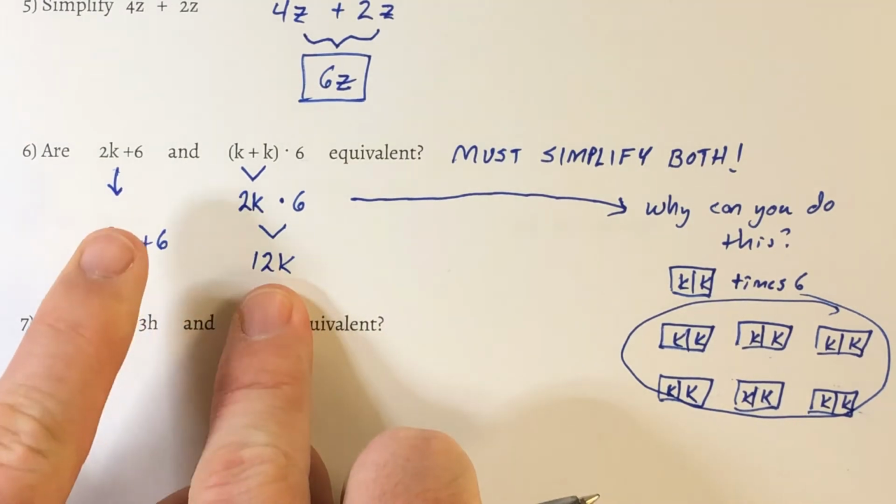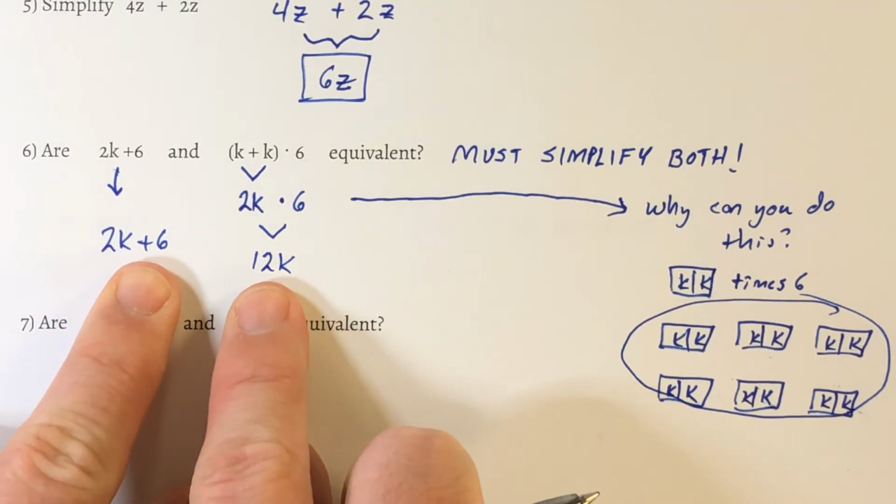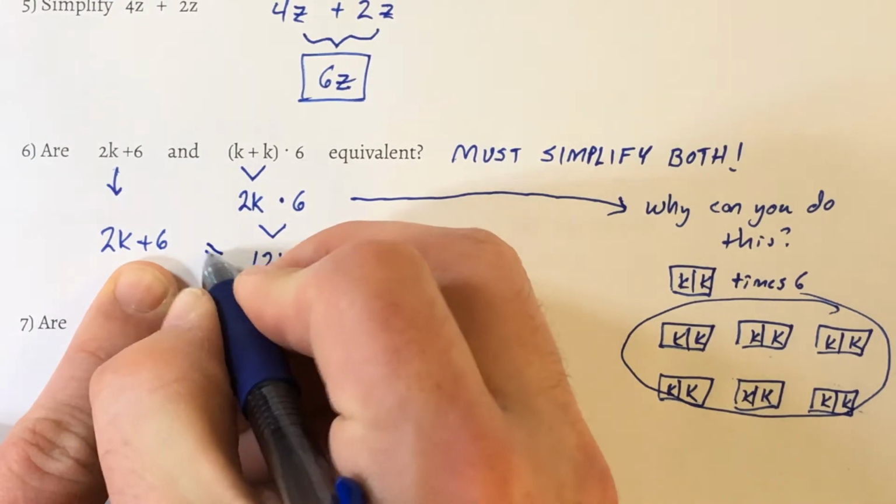Now let's look at it. Is 2k plus 6 the same thing as 12k? Absolutely not. Not equal.